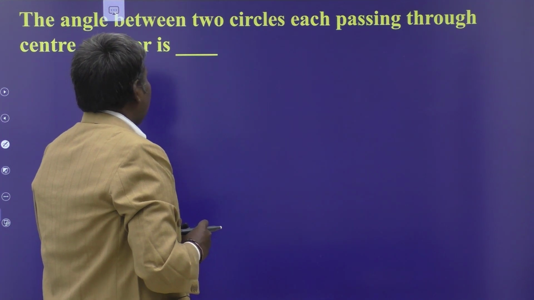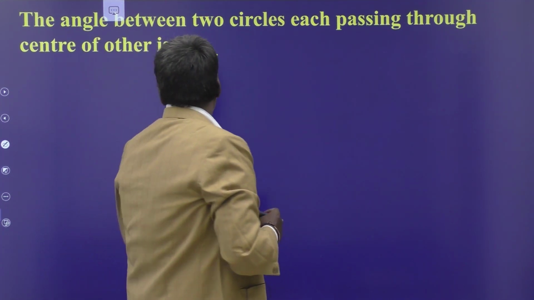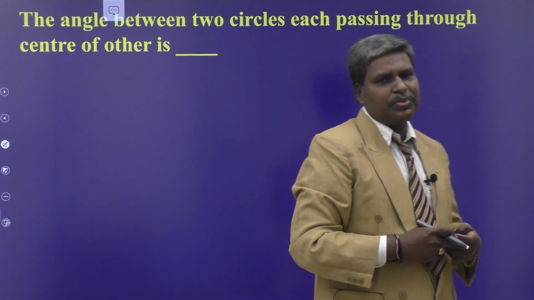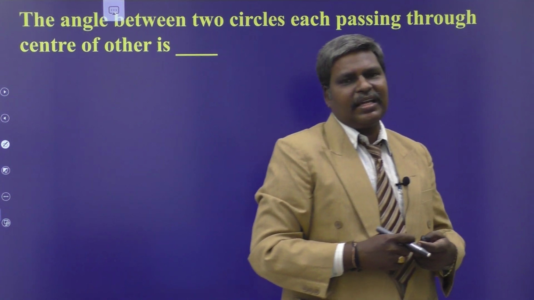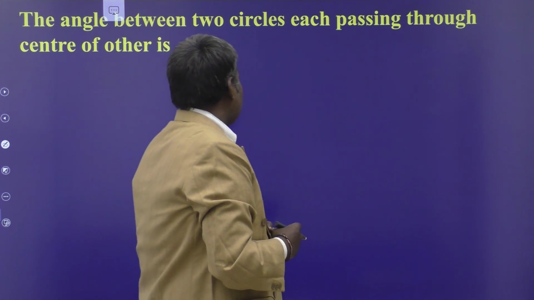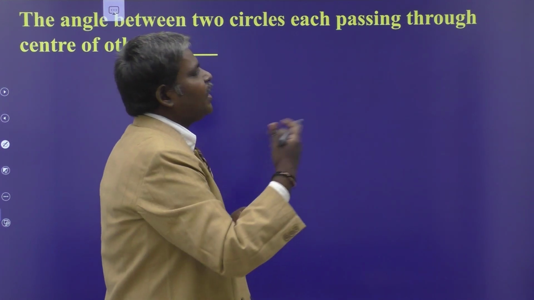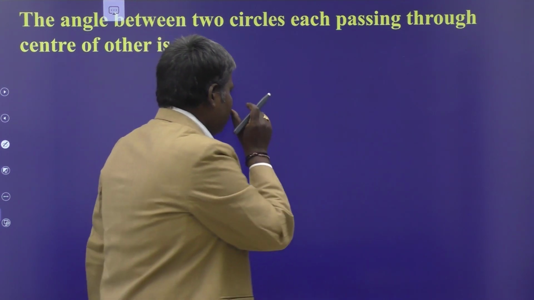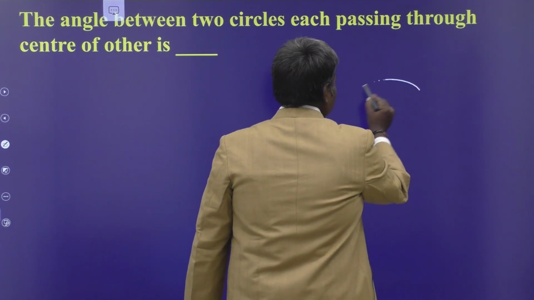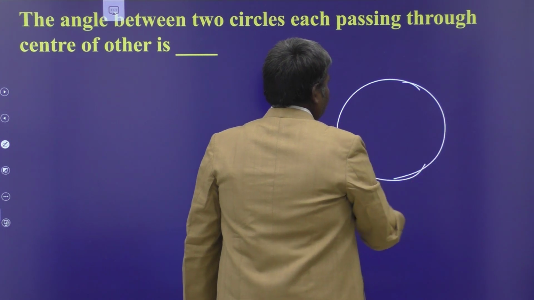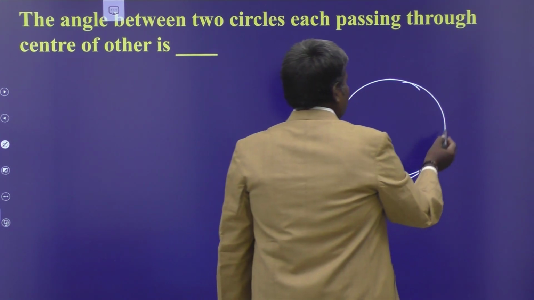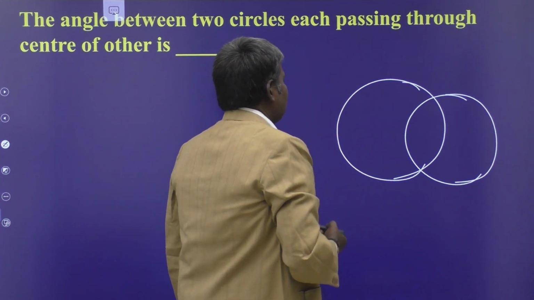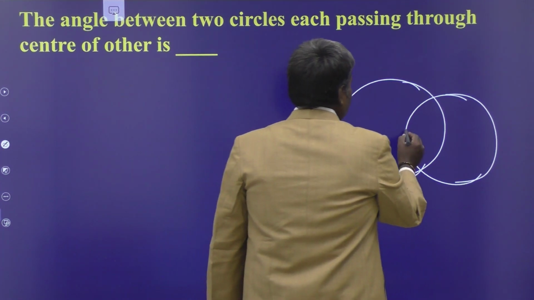See this question: the angle between two circles, each passing through the center of the other, is what? Very simple question. We have to find the angle between two circles. The two circles maintain the condition that each passes through the center of the other. This is the first circle. This is the second circle. Each passes through the center of the other.